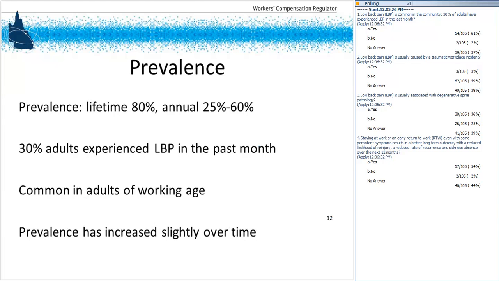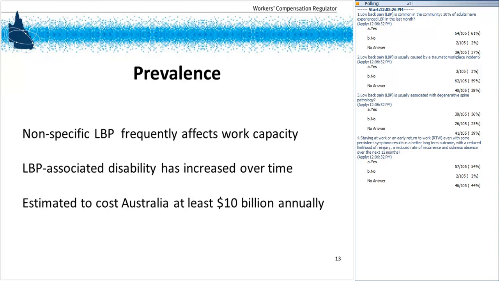Most people will experience it during their lifetime, and about 1 in 3 people in this audience have had it during the past month. What we do know is that certain people seem to be more vulnerable to low back pain. The prevalence has probably increased slightly over time, and a particular concern, there probably has been an increase in disability over time associated with low back pain. Now, non-specific low back pain frequently affects work capacity, and you'll note that it's variously estimated to cost Australia at least $10 billion annually, and this would be made up of treatment costs, but also effects on productivity, a loss of people from the workforce, early retirement, and so forth.